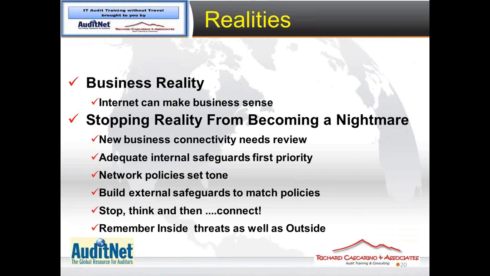Now, don't get me wrong, I'm not saying get rid of the internet. The internet is a business reality and it makes business sense. If you're not using the internet, if you don't have an internet presence, then you are running back in the 18th century. But we need to stop that reality becoming a nightmare, which means that from an audit perspective and from a consultancy perspective, any new business connectivity needs to be reviewed.